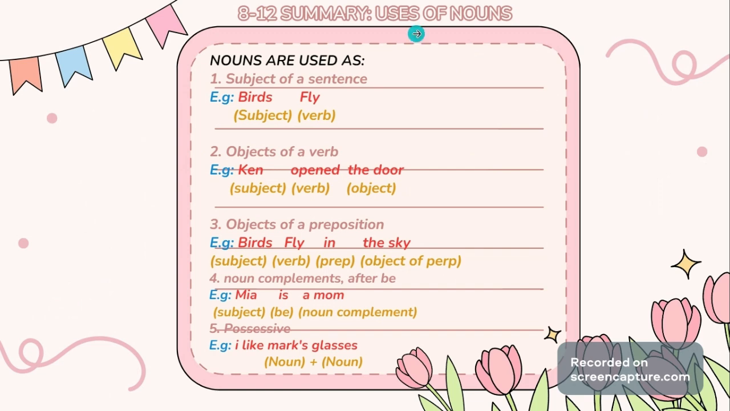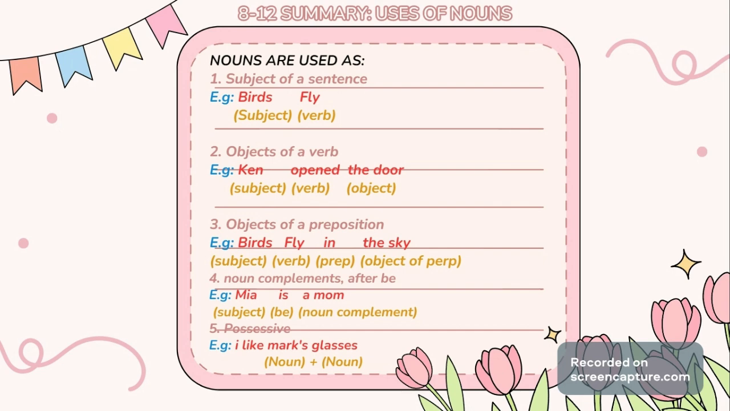Summary: use of nouns. Nouns are used as one, subjects of a sentence. Example, birds fly. So bird is a subject and fly is a verb. And two, objects of a verb. Example, I can open the door. So I is a subject, open is a verb, and the door is a noun, an object.